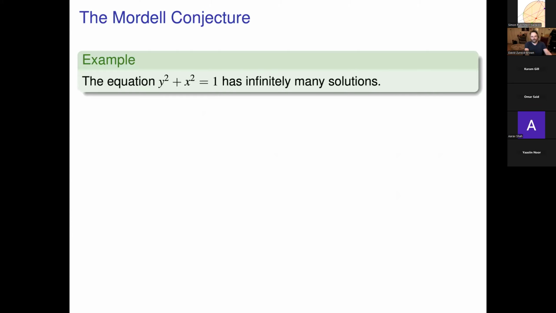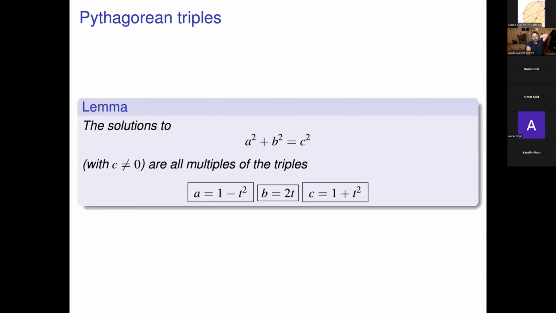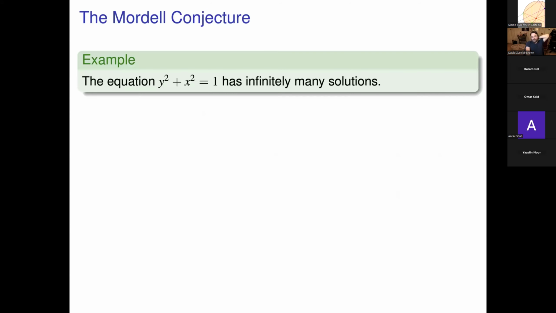This is kind of the first case. Okay. I'd like to spend a lot of time talking about one of the cornerstones of Diophantine arithmetic geometry. So the Mordell conjecture, this is conjectured in the 1920s and proved by Faltings in 1984.